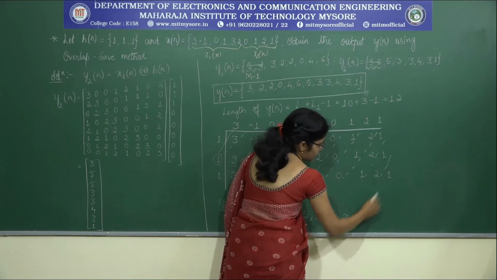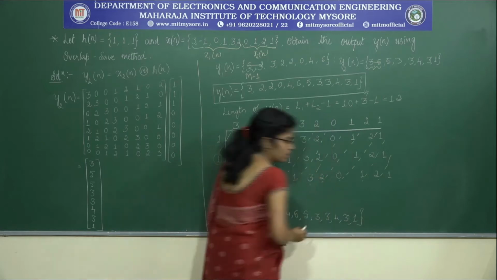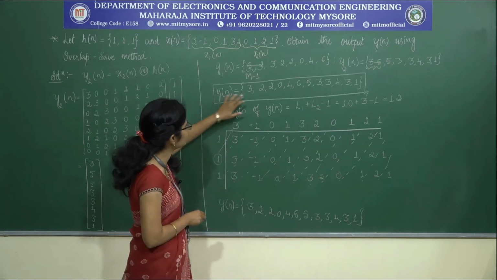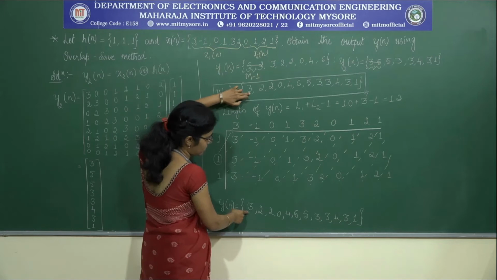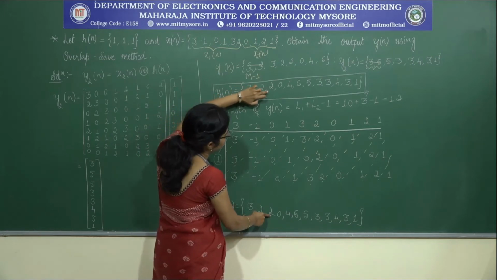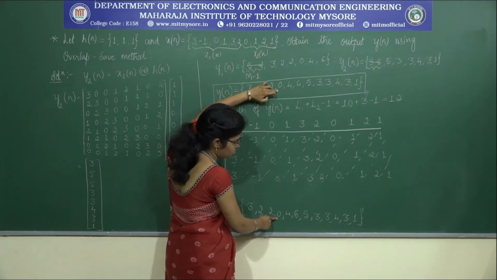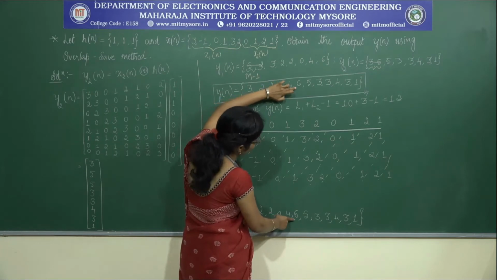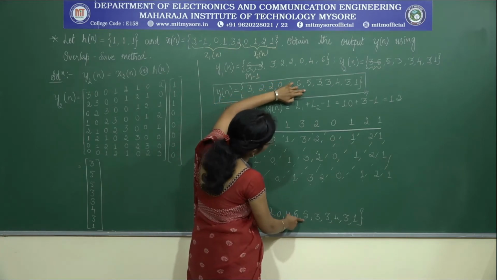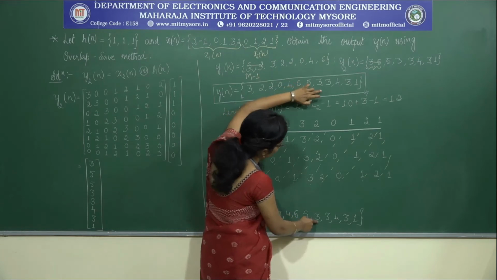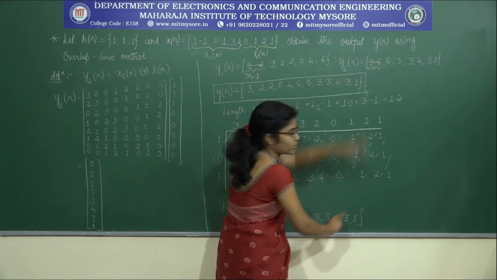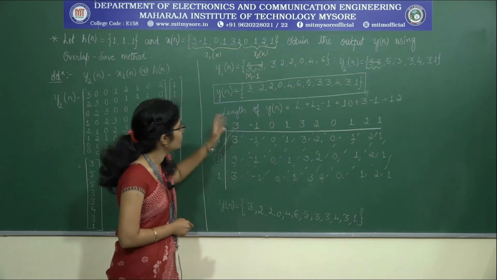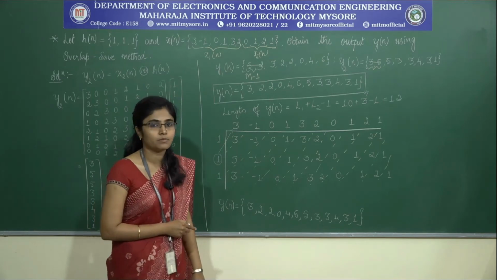So, what is left out at the end? 1, write it as it is. Now, let us compare the sequence. The first element is 3, correct. Second is 2, correct. Third is also 2, correct. Fourth is 0. Fifth is 4. Sixth is 6. Seventh is 5. Then it is 3, 3, 4, 3, 1. Yes, we have found y of n correctly with the help of the overlap save method.